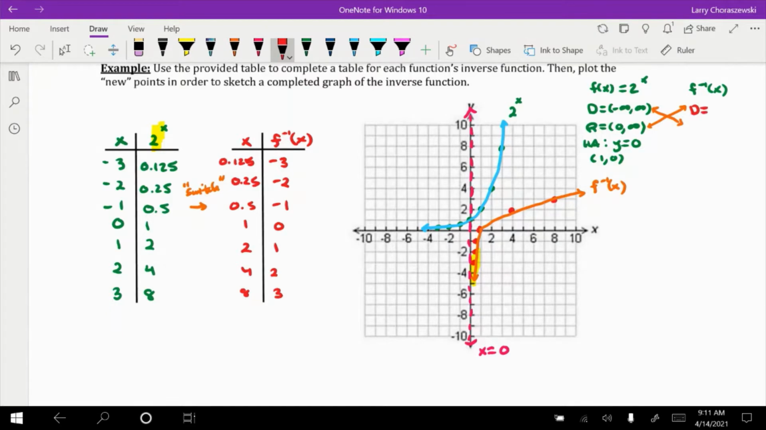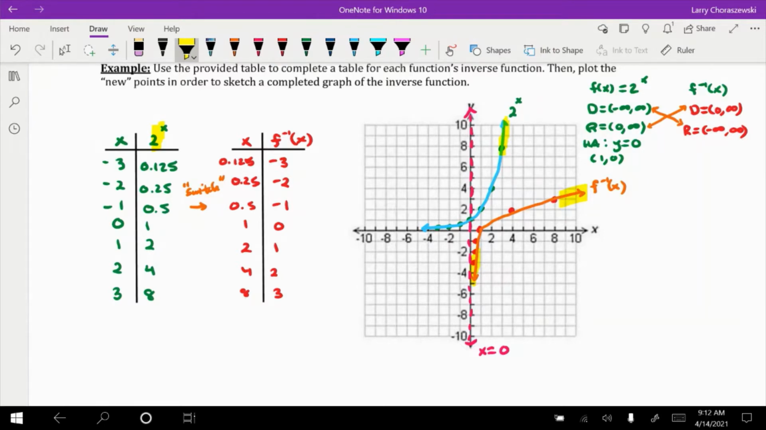So the domain for this orange graph is going to be 0 to infinity. The range is going to be all real numbers. And hopefully that makes sense, because the bottom end of the graph goes down to negative infinity, whereas the right end of the graph goes up to positive infinity, but a heck of a lot slower than this end on the graph of 2 to the x.